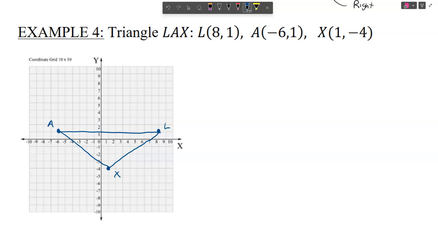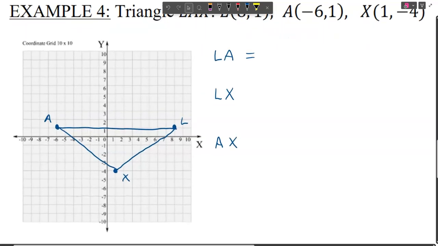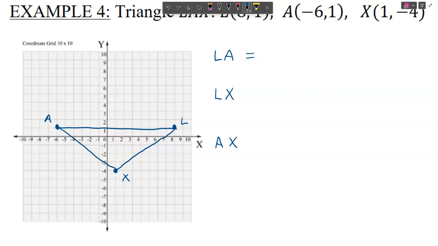Okay, so just like we did before, we're going to still want to find those lengths. We're going to find the length of LA, the length of LX, and lastly, the length of AX. Now, if you notice, segment LA here is just a horizontal line. So I'm going to go ahead and save you the time. Don't do distance formula when it's a horizontal or a vertical line. So I'm seeing the length here as, let's see, 1, 2, 3, 4, 5, 6, and then another 8. So it looks like the length of LA is going to be 14.